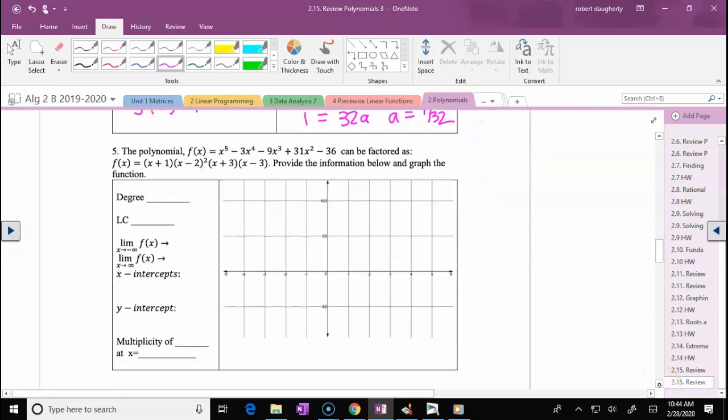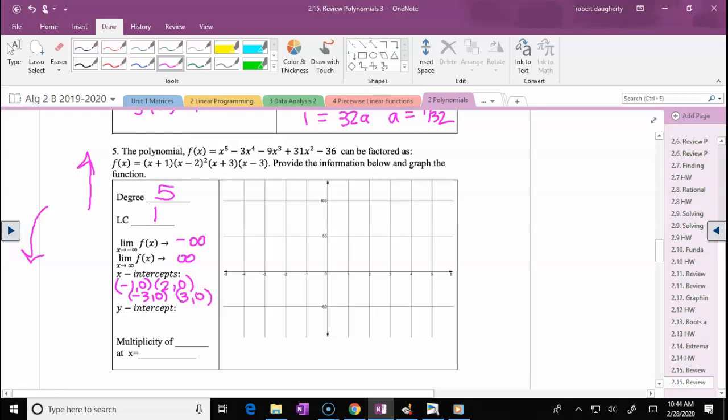Looking at this polynomial, I give it to you in standard form and I give it to you in factored form. This is a 5th degree polynomial. Leading coefficient is 1. So if it's a 5th degree and a leading coefficient of 1, it has to go down on the left and up on the right. So the answer to these limits is negative infinity, positive infinity. What are the x-intercepts? Negative 1, 0, 2, 0, negative 3, 0, and 3, 0.